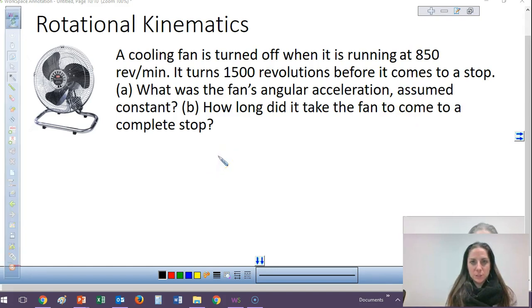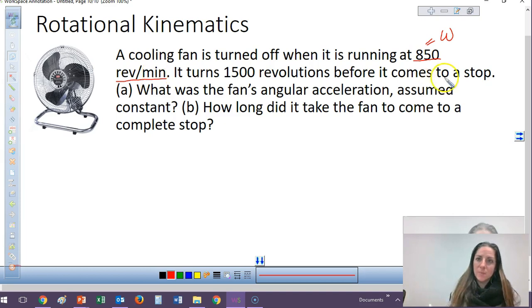First let's organize our information before we even think about what to solve for, because you should recognize what these mean. First of all, this 850 revolutions per minute is an angular velocity. The reason I know that's an angular velocity is because we have a distance and a time. And it's not squared, so it's not acceleration.